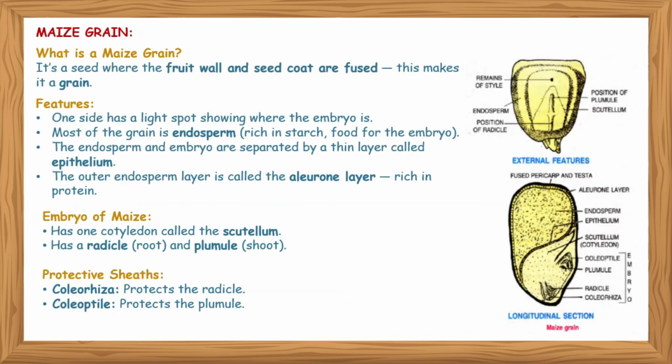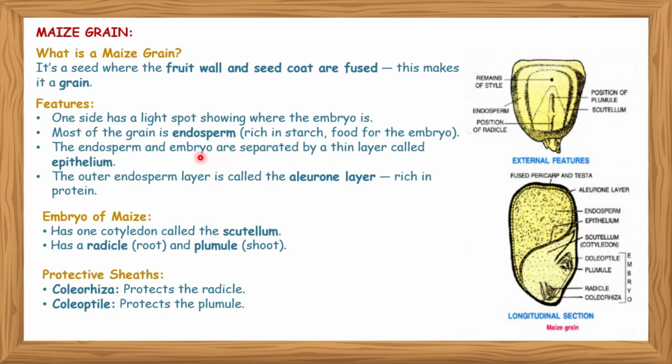Maize grain. What is a maize grain? It's a seed where the fruit wall and seed coat are fused. This makes it a grain. Features: one side has a light spot showing where the embryo is. Most of the grain is endosperm, rich in starch, food for the embryo.